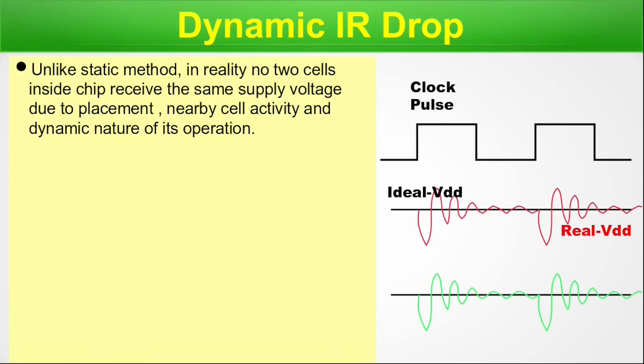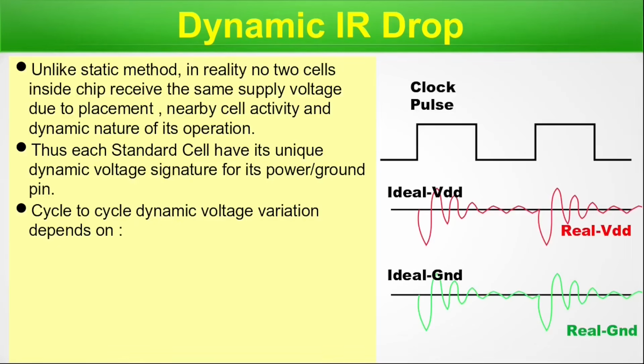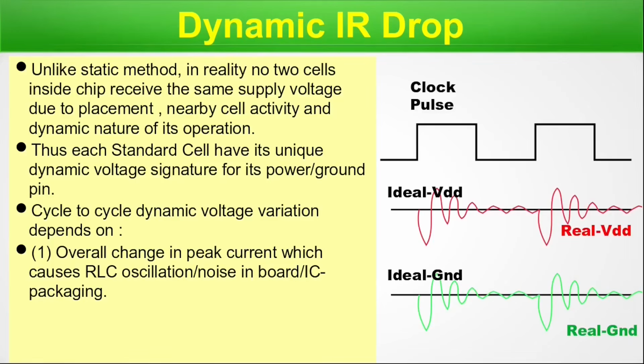Although you cannot see the x and y axes here. Now I have shown you the VDD, and the black horizontal line is our ideal ground. The line with the wings shown in green, that's why I have kept the color the same, is our real ground. So these are the two things you are going to get explanations for in the upcoming points. Thus, each standard cell has its unique dynamic voltage signature for the power or the ground pin. Cycle to cycle, the dynamic voltage variation depends on the overall change in the peak current, which causes the RLC oscillation or noise in the board or IC packaging.